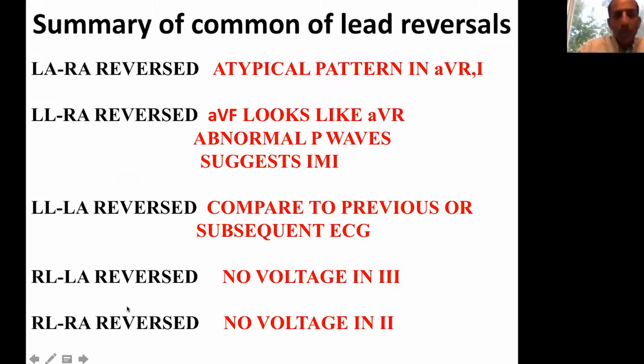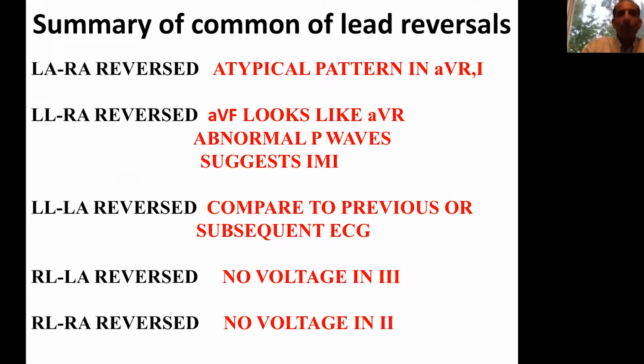The right leg lead is the grounding lead. So if they switch the right leg lead to the right arm or left arm, that is very easy to diagnose because one of the leads then becomes flat.